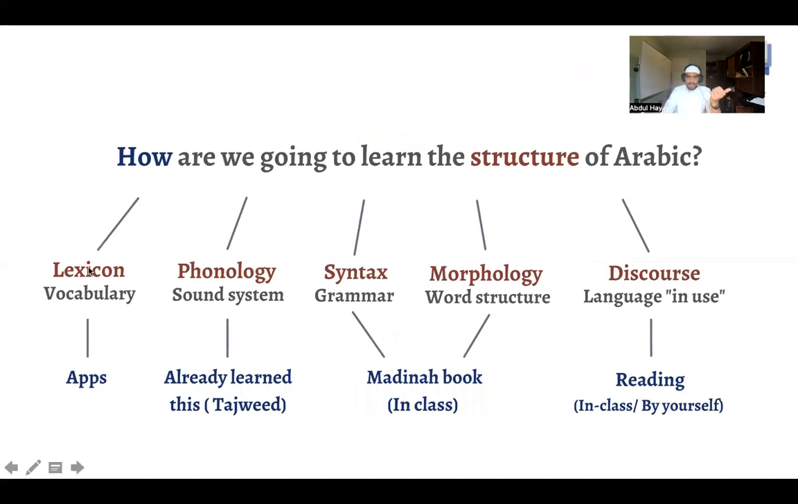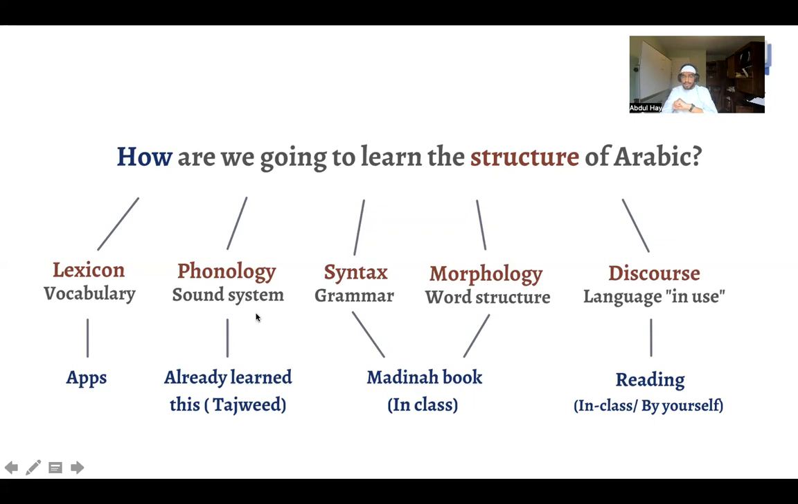So for lexicon, which is vocabulary, we're going to learn it through apps. There are many different apps out there that are wonderful to learn vocabulary. Okay, there's Anki, there's Duolingo, there's Drops, and there's other apps that are more centered around vocabulary that's found in the Quran, which I've shared and I will share with you in the link and on the website, inshallah. So those apps I just mentioned, inshallah, will be shared through a link and through the website, inshallah.